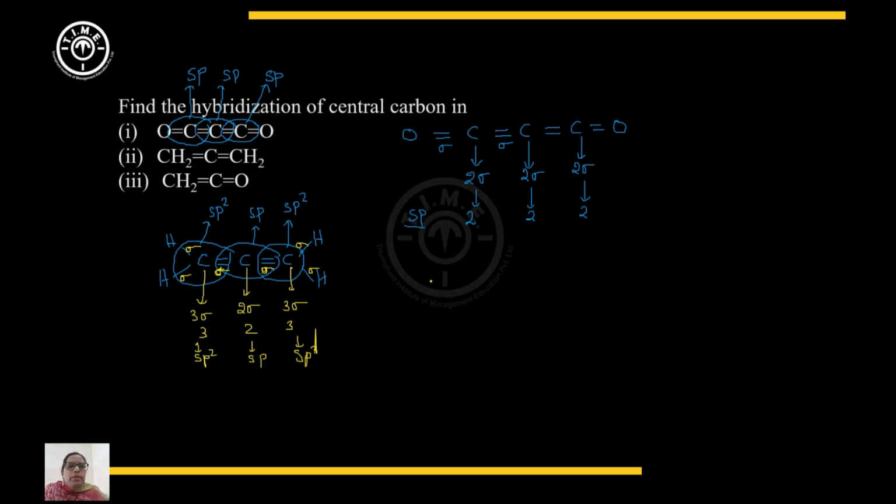So the third example is, similarly you can find CH2 double bond C double bond oxygen. So this carbon is surrounded by the 2 double bonds, so it is sp, and this carbon is having 2 single bonds with the 2 hydrogen atoms and a double bond, so this is sp2 hybridization. I hope all of you understood this.